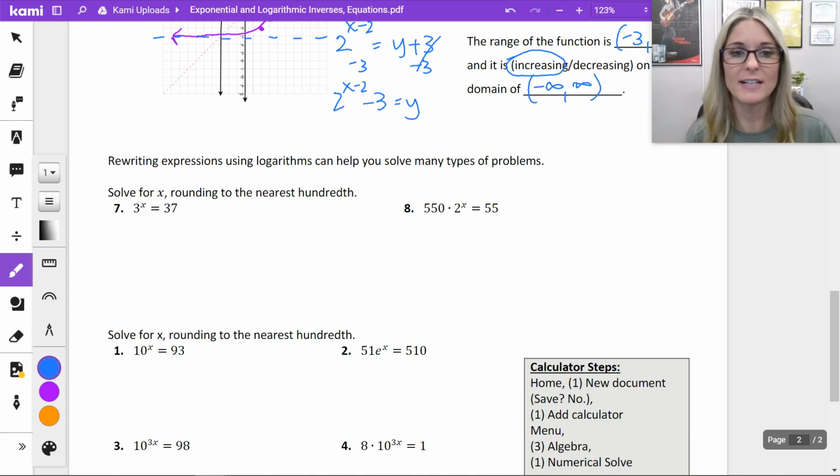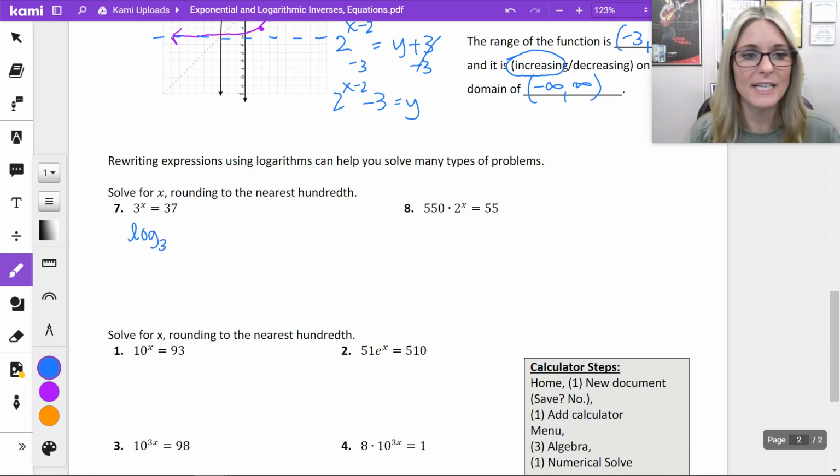So solve for x and round to the nearest hundredth. Number 7, we have 3 raised to the x equals 37. My x is stuck in my exponent. And so that's the big idea behind logarithms: it helps me get that variable out of exponent land. So let's rewrite this as log base 3 of 37 equals x.